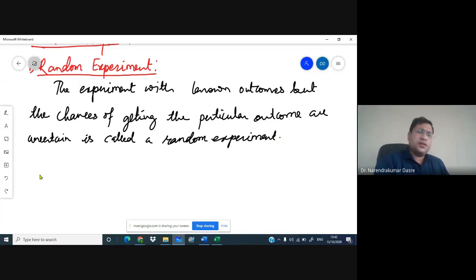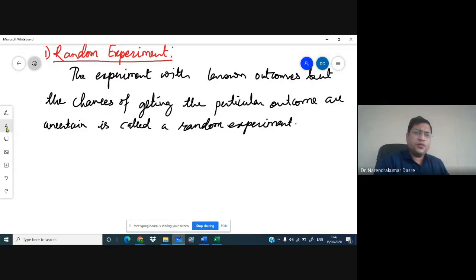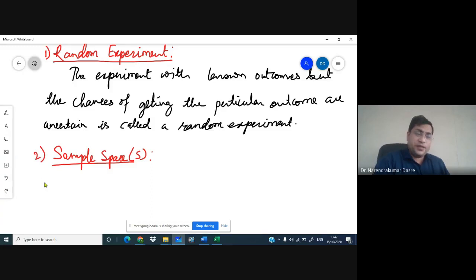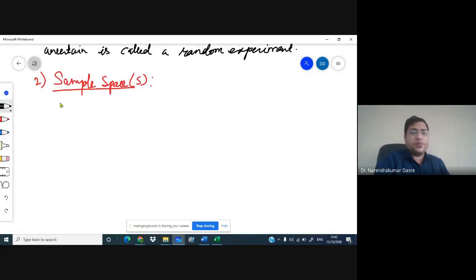Okay, this is called a random experiment. Now the next thing that we need to understand is sample space. Here we have the random experiment. Once we perform the random experiment, we have the outcomes of this random experiment. If I collect all the outcomes, then it is going to be the sample space. So what is the sample space?